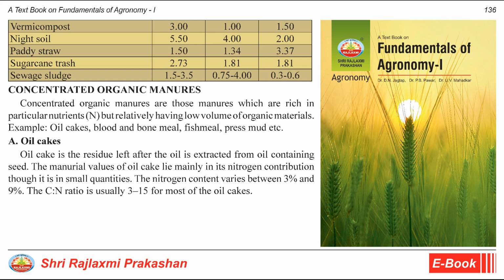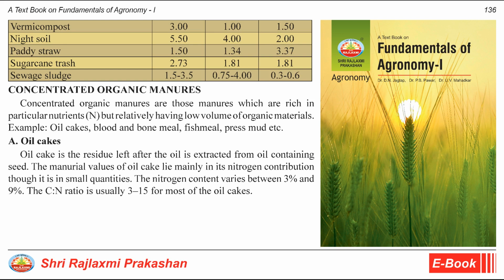Percentage composition of N 1.50%, P2O5 1.34%, K2O 3.37%. Manure number 19, sugarcane trash. Percentage composition of N 2.37%, P2O5 1.81%, K2O 1.81%. Manure number 20, sewage sludge. Percentage composition of N 1.5 to 3.5%, P2O5 0.75 to 4.00%, K2O 0.3 to 0.6%.